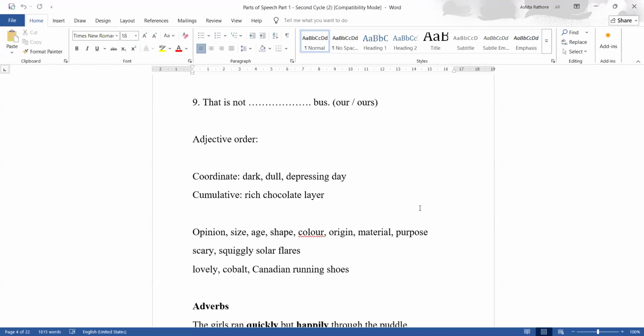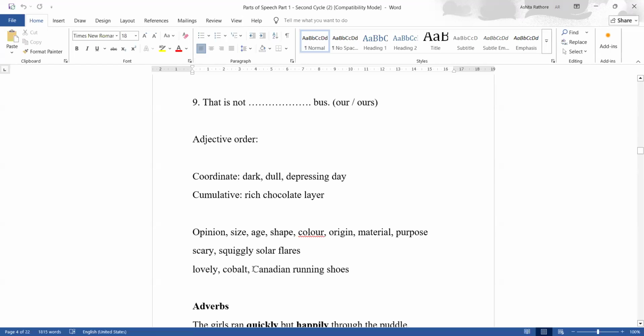Clear हुआ? The cumulative order, this is how it follows. जैसे अब यहाँ पे मैंने ये जैसे दो एग्जांपल्स लिखे हुए हैं कि लवली कोबाल्ट कैनेडियन रनिंग शूज. Can I change this particular arrangement? Can I say Canadian lovely cobalt running shoes?